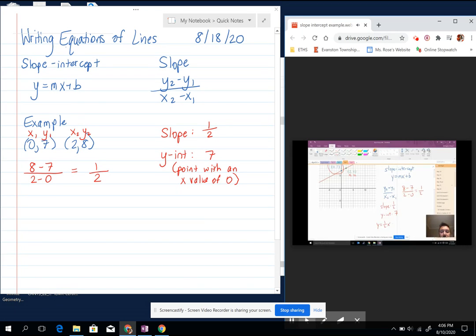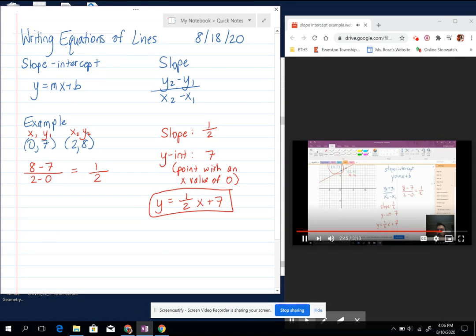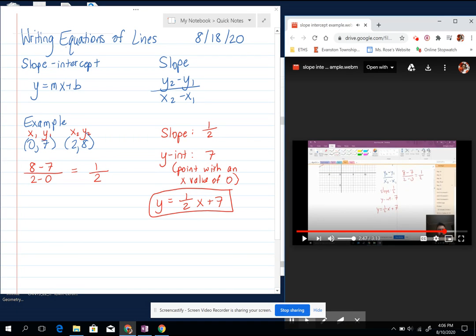1 half x plus 7, and that would be my equation for this line. So hopefully you got that, and if you didn't, hopefully by watching me explain it, it helped you understand it. All right, I'm going to stop there.